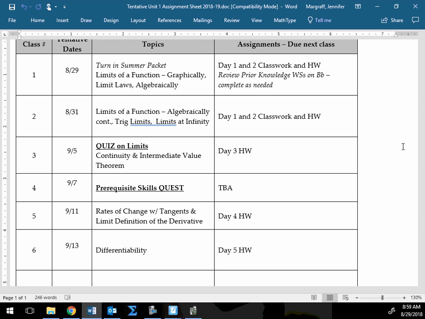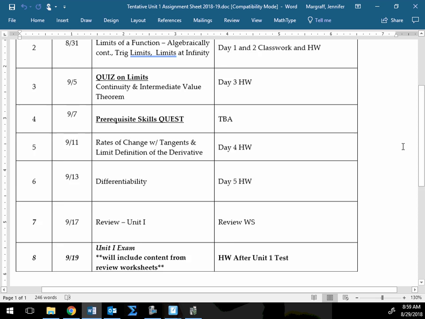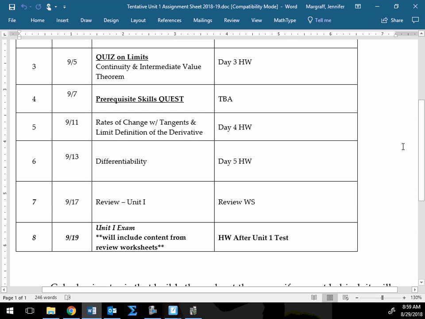All right, and then we start to dive into a little bit more of the calculus portion of it. And as of now, our test, I think, is the 19th. And something with calculus is that all of our assessments are cumulative.